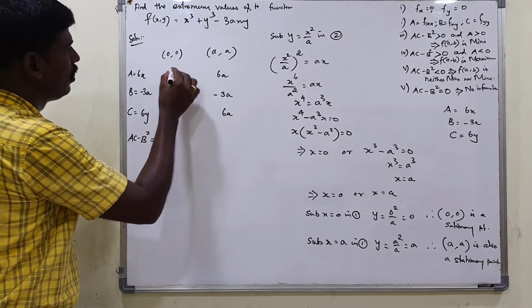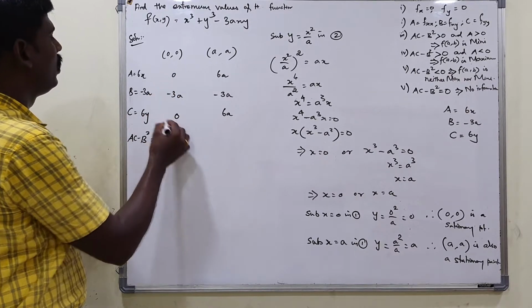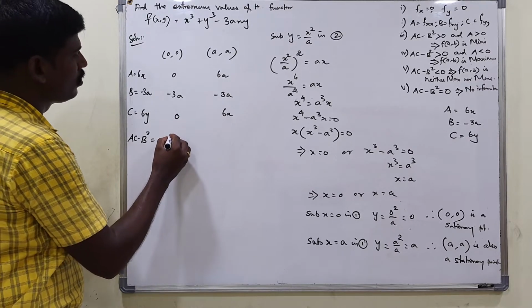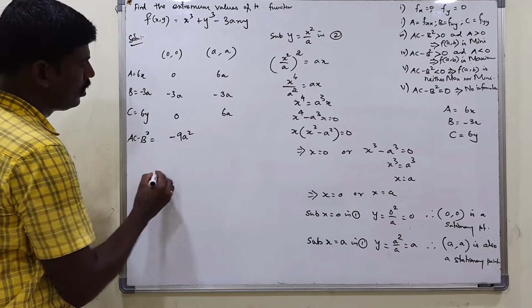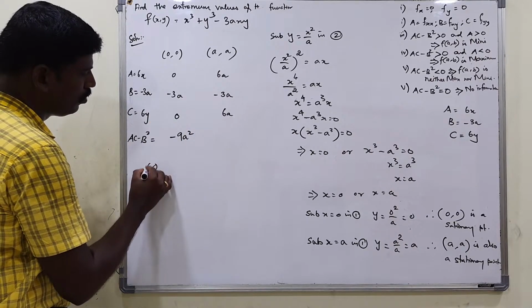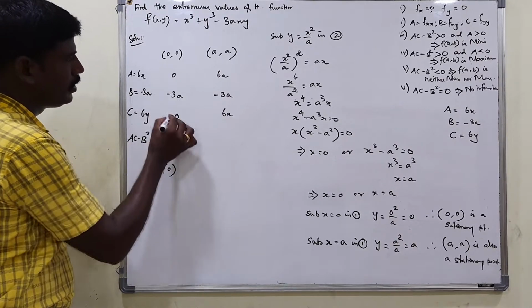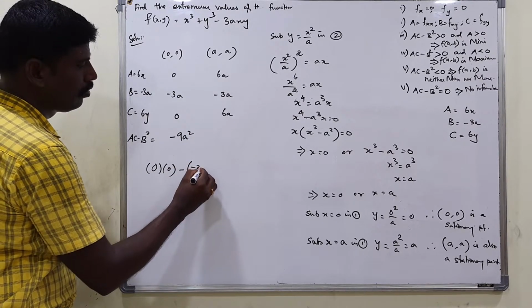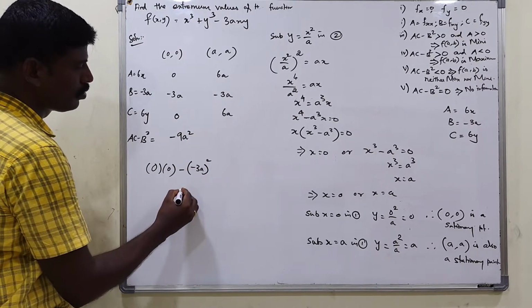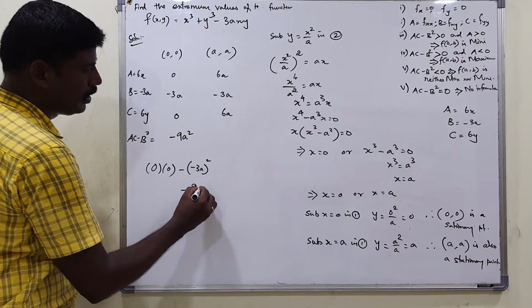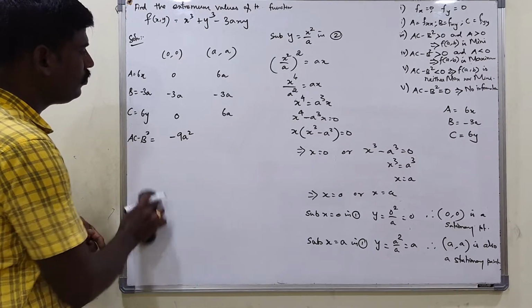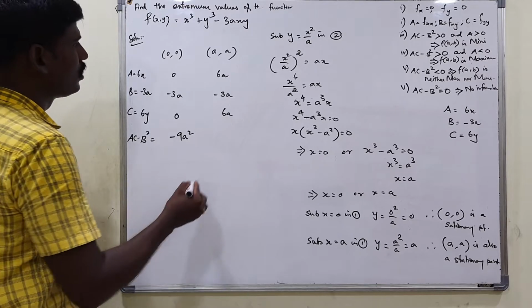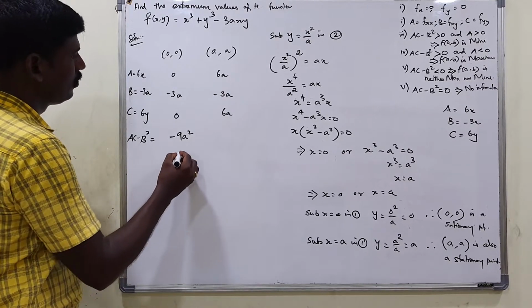So what is the value of AC minus B square? At (0, 0), AC minus B square: A into C is 0 into 0, minus B square. So this becomes minus 9a square. So it is minus 9a square, which is less than 0.